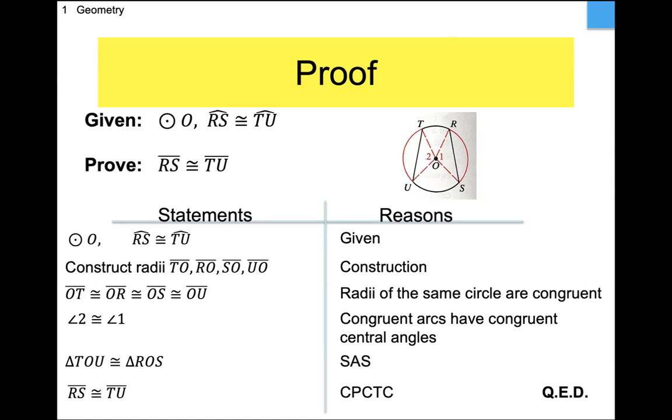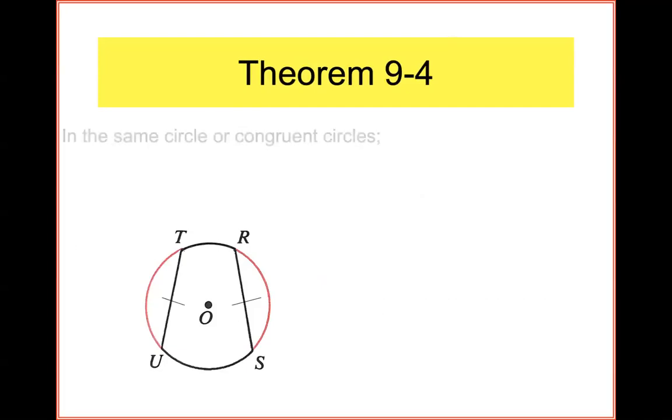I said it backwards again. Two arcs that are congruent. So if the two arcs are congruent, then their chords are congruent. And by the way, the converse of this works as well too. So this is theorem 9.4.